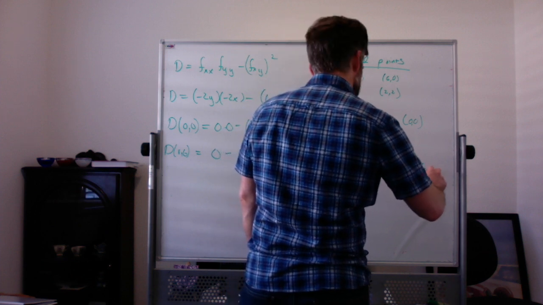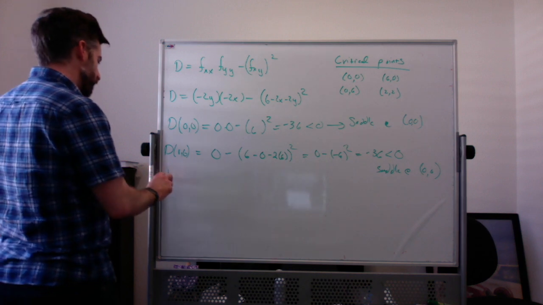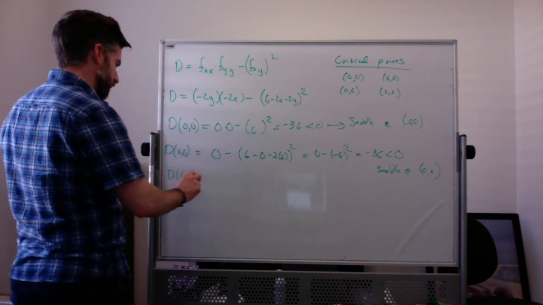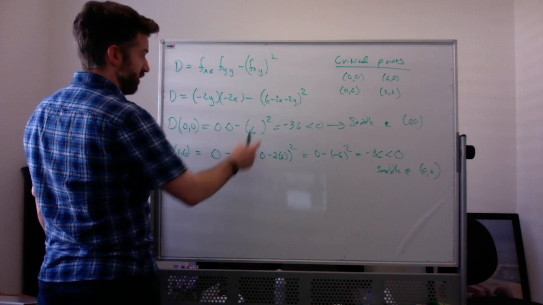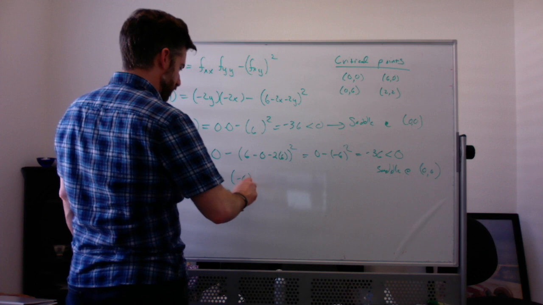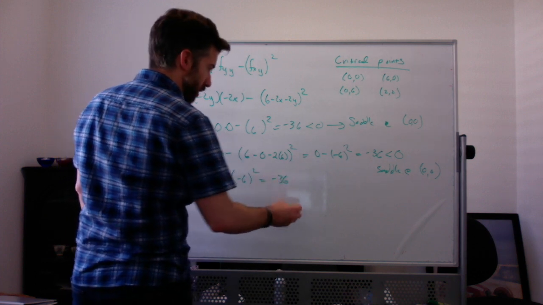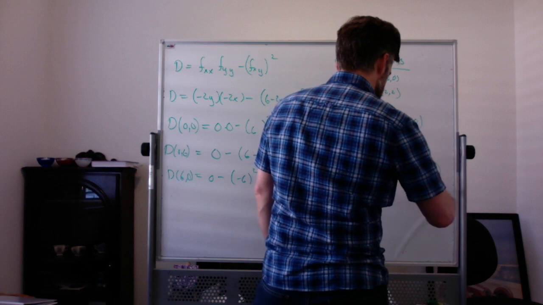At 0, 6. I think we're going to get the same thing at 6, 0. Right? D of 6, 0 is going to be plugging in 6 and 0. Yep, we're going to get 0 there. Plugging 6 for x, we're going to get 6 minus 12, which is negative 6 minus 0. So yeah, we get minus negative 6 squared. So we also have a saddle at 6, 0.